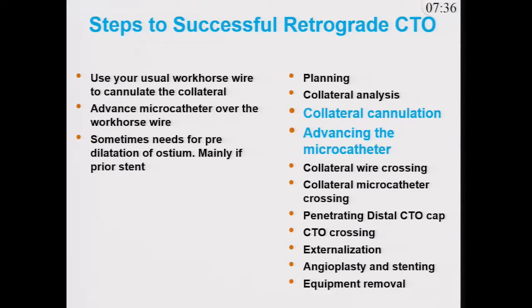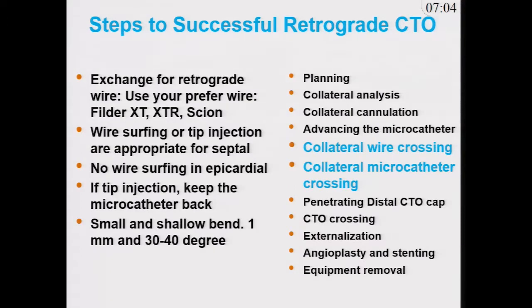So how do you cannulate the collateral? Usually I will use a normal wire, because sometimes you have to do manipulation and you don't want to damage the wire that you want to go through. So a normal workhorse wire, advance your microcatheter over it, and after that you change over to the wire that you will use for collateral access. Sometimes you need to pre-dilate the ostium of the collaterals, which is more common when there is a stent across. If you have a stent, you might need to dilate the ostium of the collateral to be able to manipulate and advance your catheters.